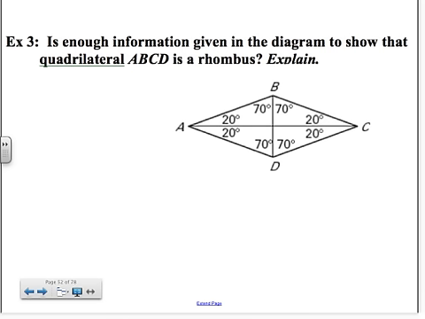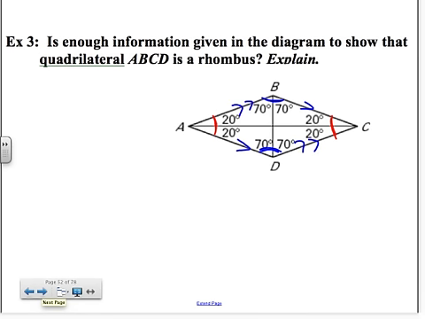Is enough information given in the diagram to show that quadrilateral ABCD is a rhombus? Explain. So the first thing to note here is you can see pretty easily that this whole angle and this whole angle are both 40, so they're congruent. And you can also see that this big angle and this big angle are both 140, so they are congruent. So that automatically indicates that we have a parallelogram.